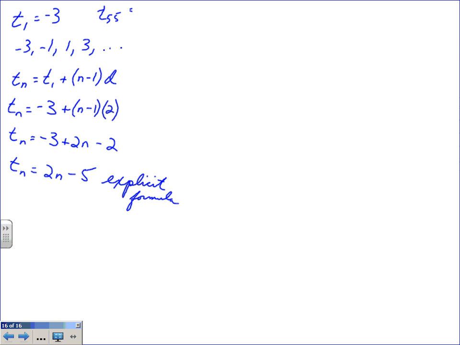Okay? So in order to find the 55th term, 2 times 55 minus 5. So the 55th term is 105. Some of your directions say, give the explicit formula. This is part of your answer. That's finding the explicit formula. And then find us another term. Okay?